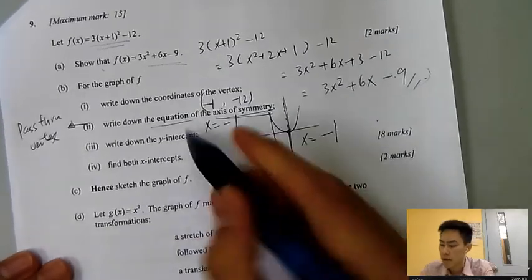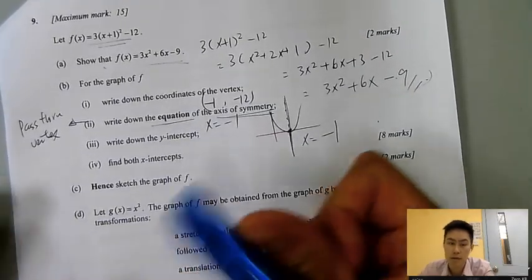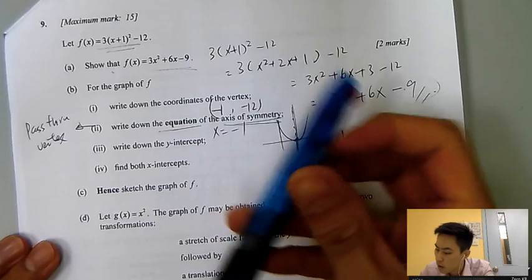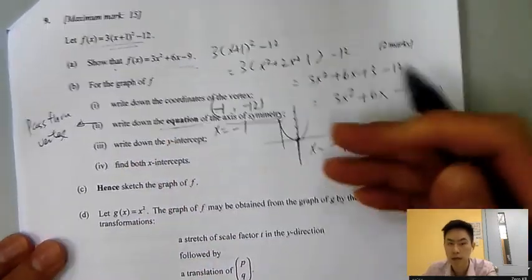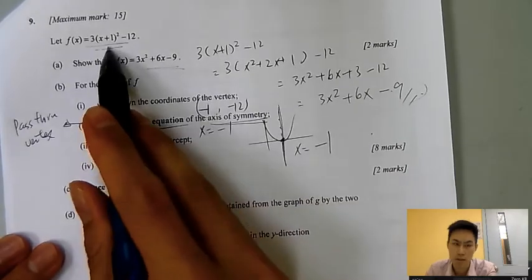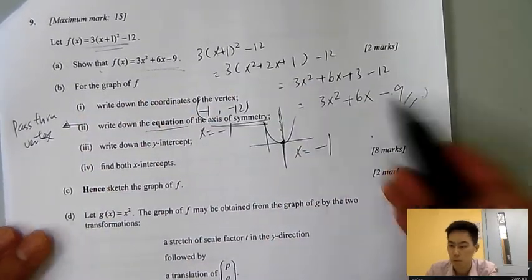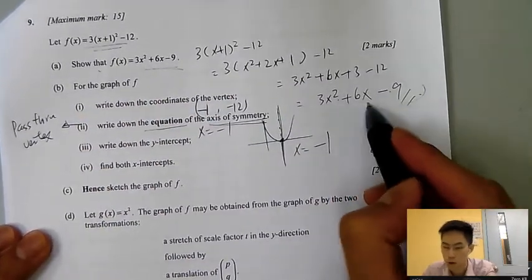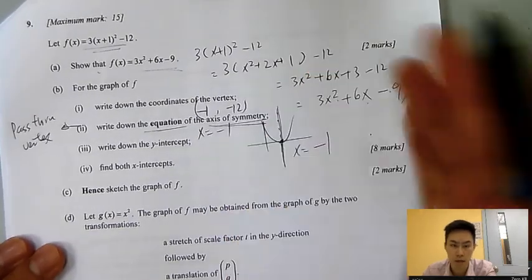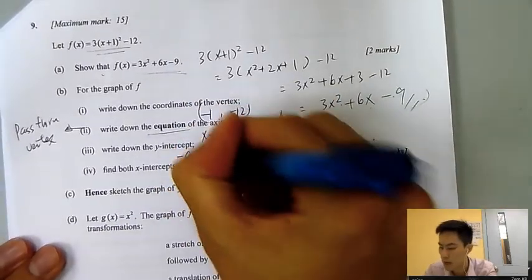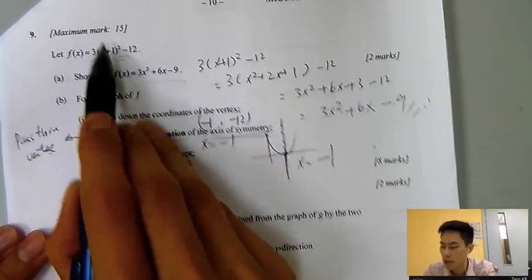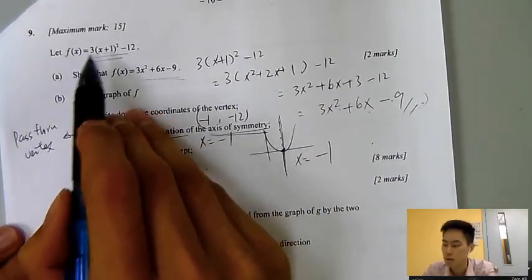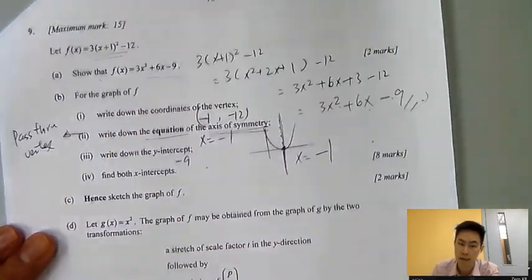Okay, and write down the y-intercept. How do you find a y-intercept? For the y-intercept, we always make what equal to 0? x equals 0, right? So I'll just sub it into this form. If you sub it into this equation, 0 plus 0, and then you have minus 9. So easy. The y-intercept will be just minus 9. Or if you want to sub in here, then it will be 3 times (0 plus 1) squared, 3 minus 12, that is equal to minus 9, yeah?